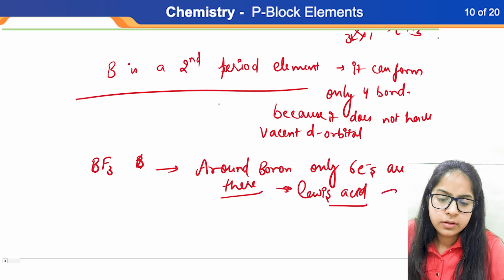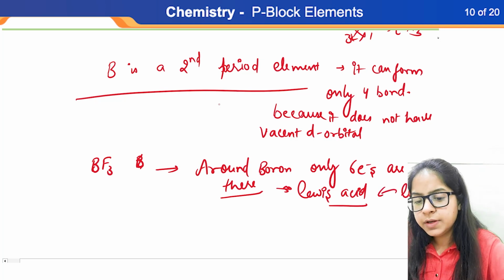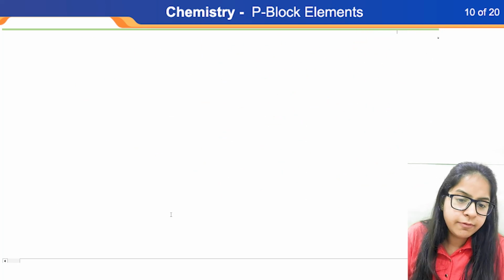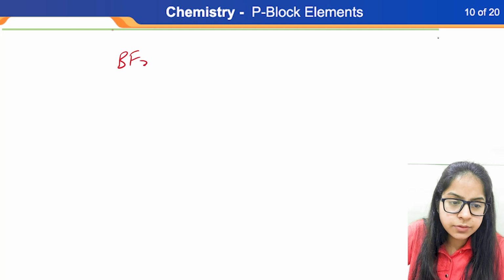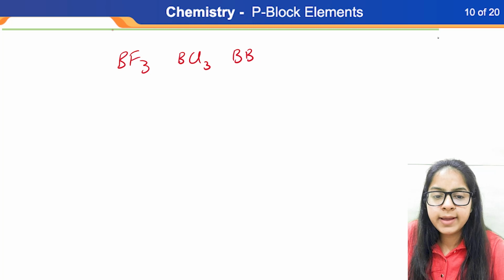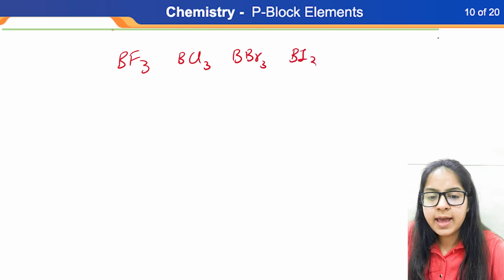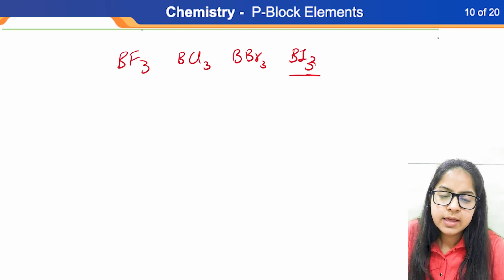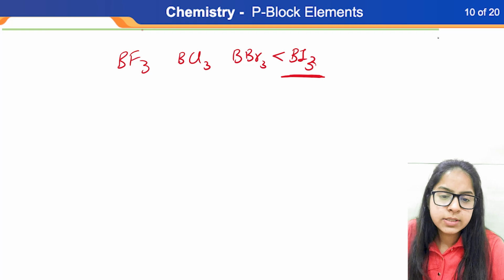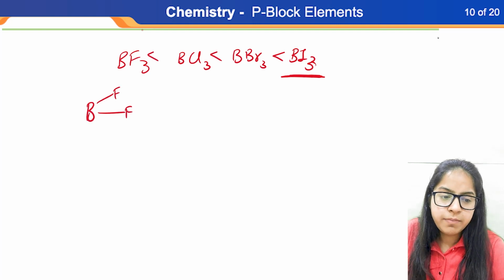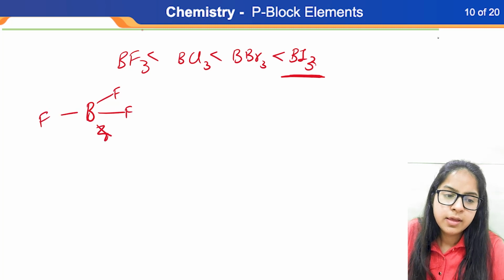So, if it is a Lewis acid, it will react with the Lewis base. Now, there is some trend that I want to discuss, that if I ask you about boron trifluoride, boron trichloride, boron tribromide, boron triiodide, which one is more acidic, which one is less acidic, this one will be the most acidic one. Why? Because here the case of back bonding occurs. Here the case of back bonding occurs. Why the back bonding?